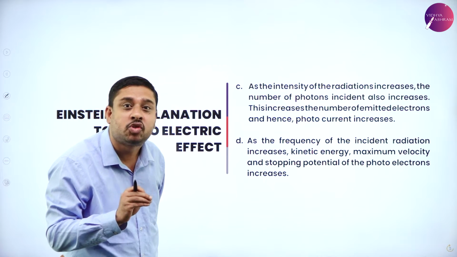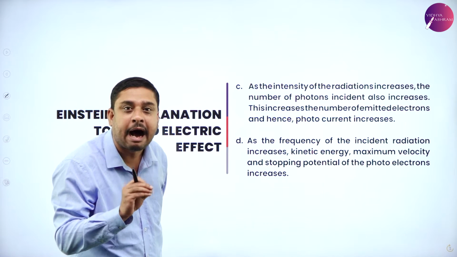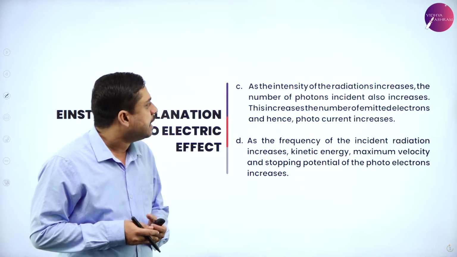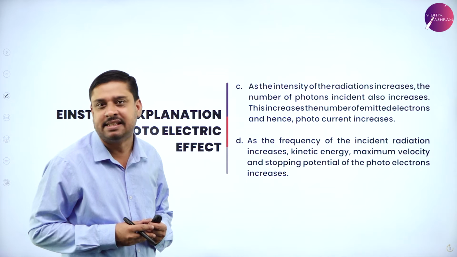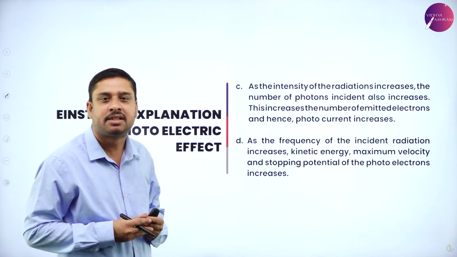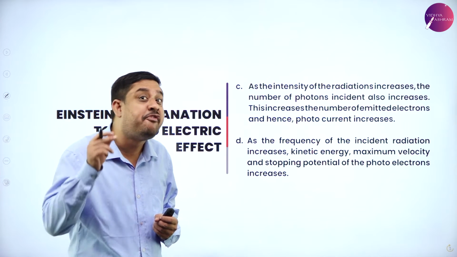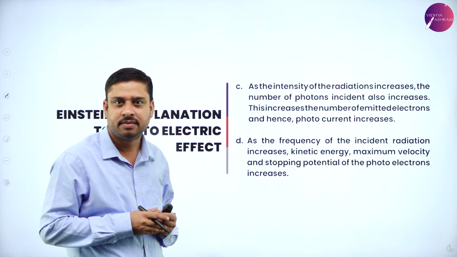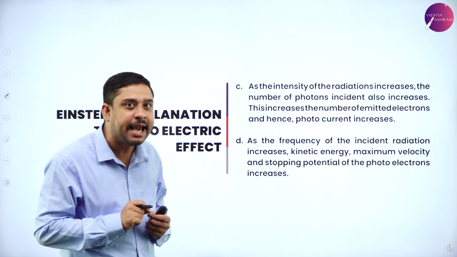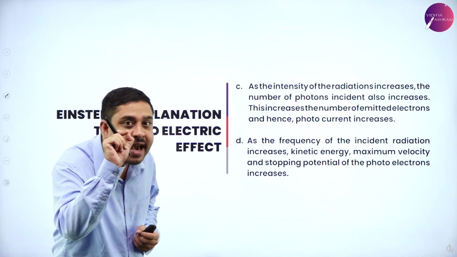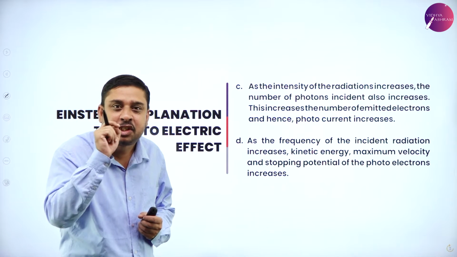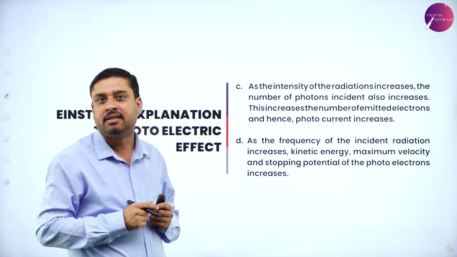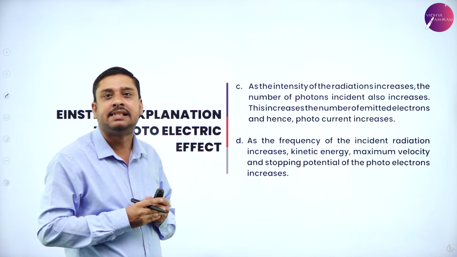Now, dependence of photocurrent on intensity. I told you the intensity of radiation is nothing but the number of photons incident on the metal per second. In 1 second, how many photons fall on the metal surface, are incident, that is what I call intensity.